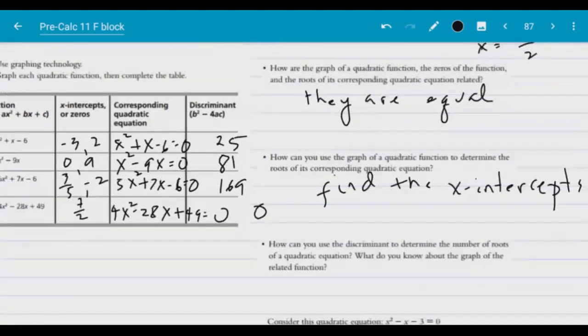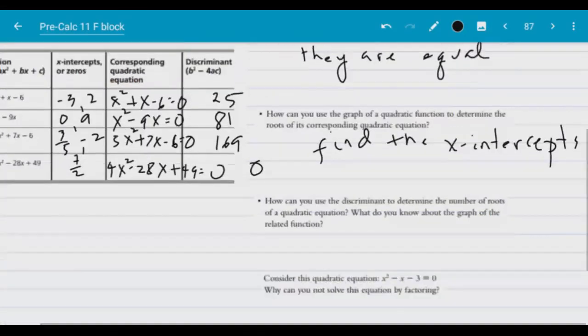How can you use the discriminant to determine the number of roots of a quadratic equation? What do you know about the graph of the related function? When the discriminant is greater than 0, there are 2 roots. When the discriminant is equal to 0, there is 1 root. Now, how does that connect to the graph? When the discriminant is greater than 0, since there are 2 roots, it will have 2 x-intercepts, or the graph will hit the x-axis twice.